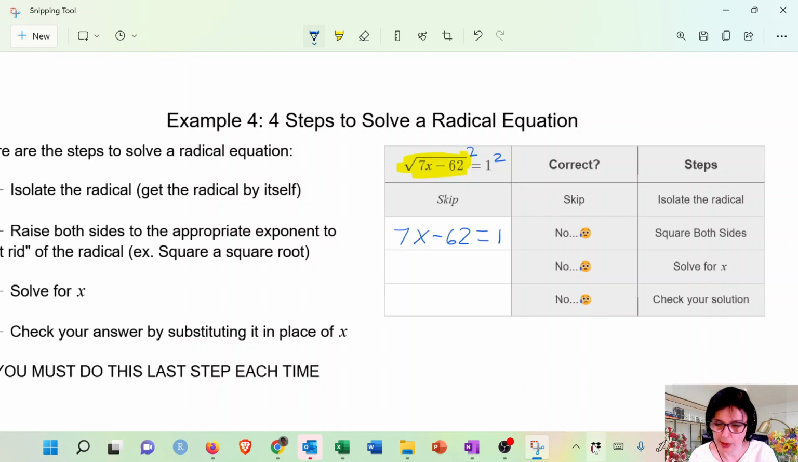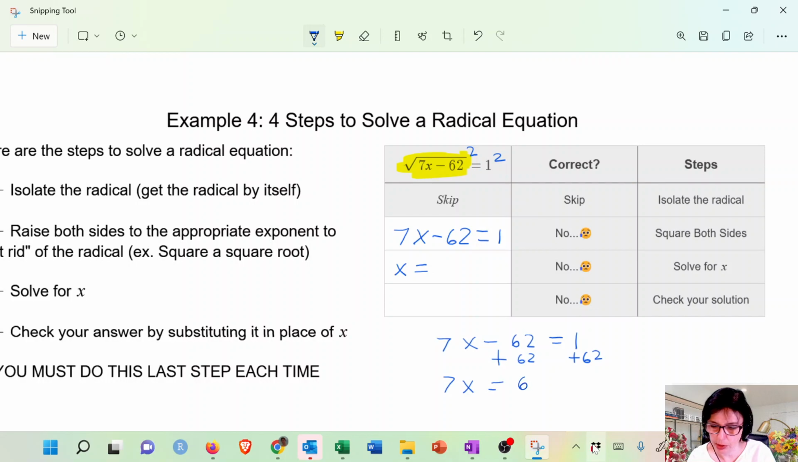So to solve this equation, for the next step, you actually already have to write x equals something. So I'm not checking this next step; I'm kind of skipping ahead. But let's do this on the side. If 7x minus 62 equals 1, that means if we add 62 to both sides, we will wind up with 7x equals 63.